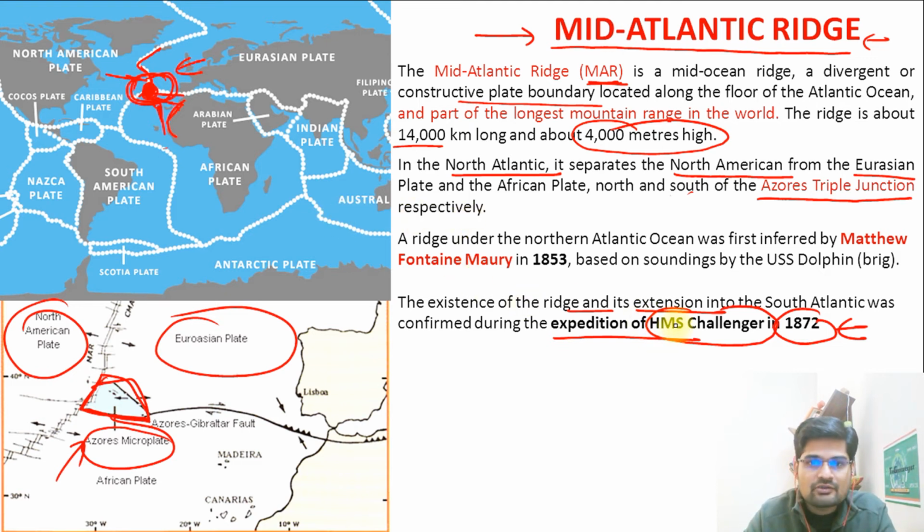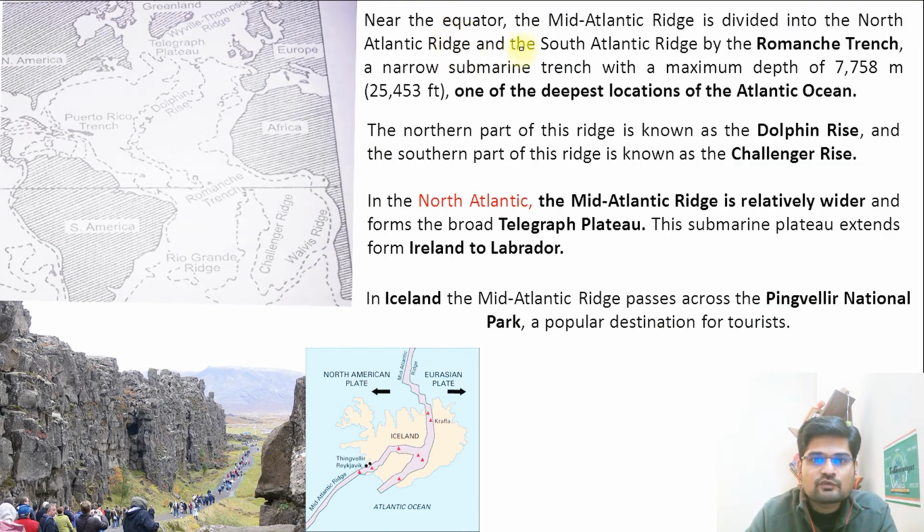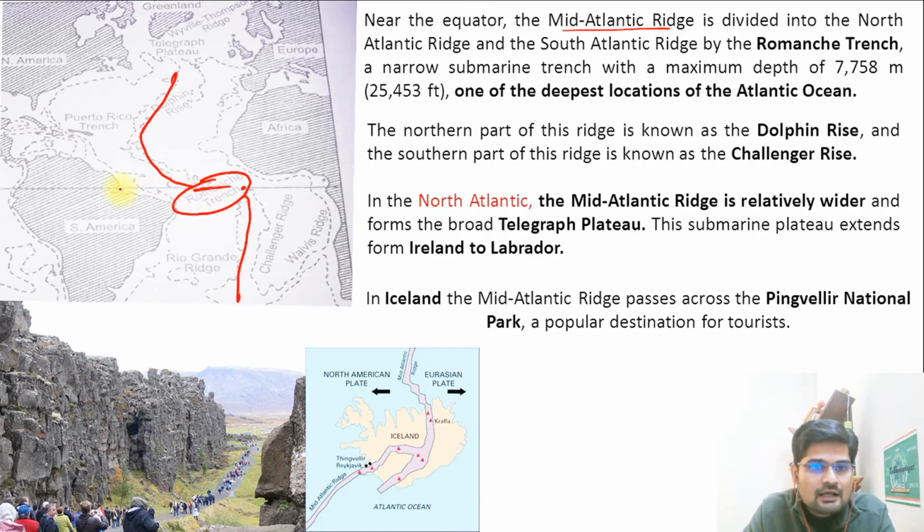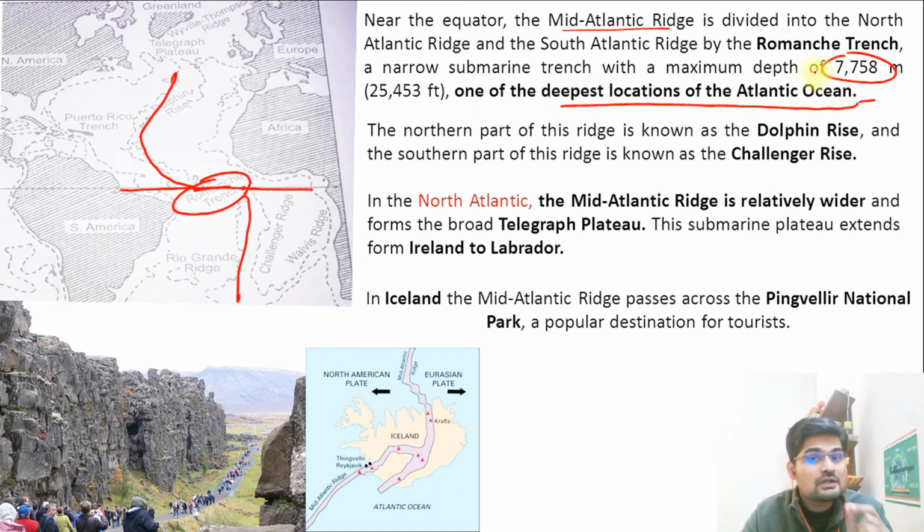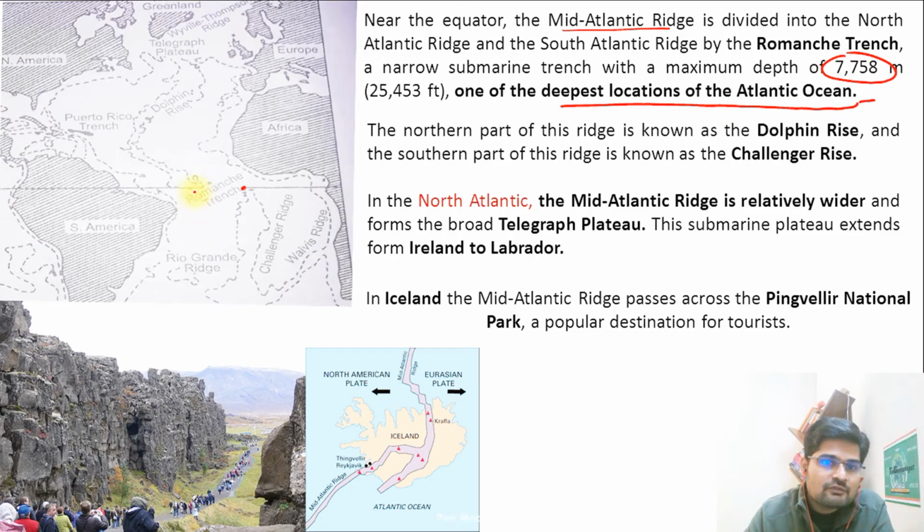Now going further, if you see near equator, if you observe this Mid-Atlantic Ridge, it is divided from equator. Near equator you have this Romanche Trench, right? So Romanche Trench is a particular place which divides this into the north or the south ridge. So this is around the equatorial region, right? So that is important to remember. And what is the depth of this trench? It is about 7,758 meters, and one of the deepest location of Atlantic Ocean. Not the deepest, but one of the deepest. Remember, the deepest is the Puerto Rico Trench, right? So that is to remember here. Now, if you look the northern part from this Romanche Trench, the northern part, this is called Dolphin Rise.